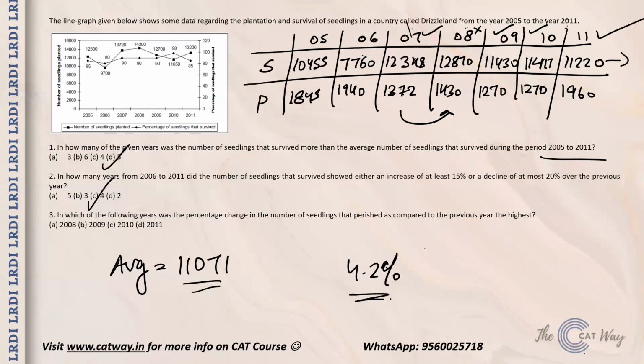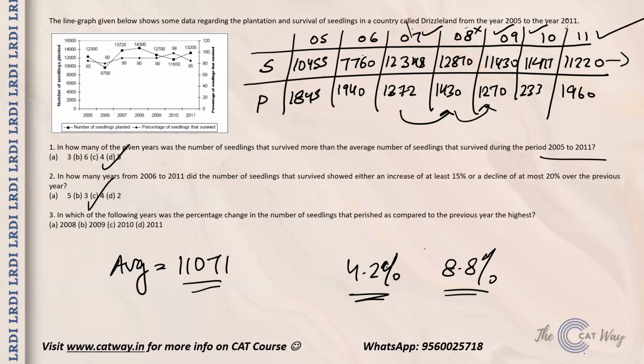Similarly, from 8 to 9, you see that 1270 is the case from 1430. So there is a decrease of 8.8%. The percentage change is 8.8% here. Then coming to 2010. Oh sorry, I wrote it wrong. This is 233. So in 2010, from 1270 it is going down to 233.